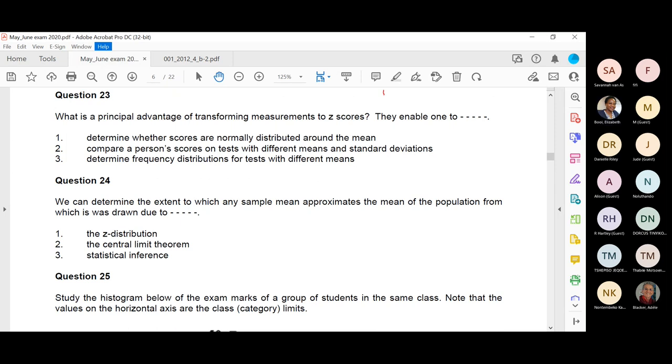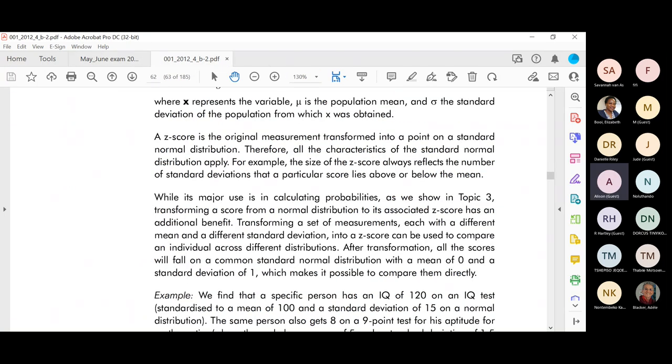So, number one, this enables us to determine whether the scores are normally distributed around the mean, or two, compare a person's scores on tests with different means and standard deviations. Three, determine the distribution of the test. It's so that you can compare the scores.